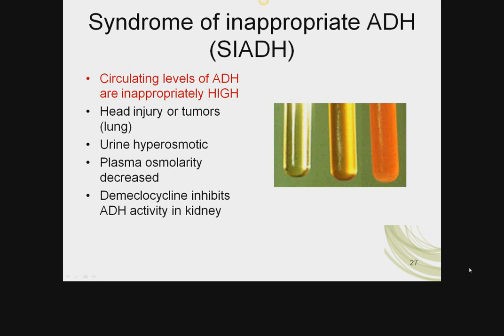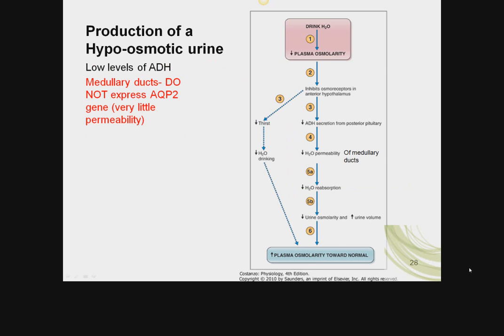We can give demeclocycline, which inhibits the ADH activity in the kidney. This drug basically is going to block ADH receptors, and so the nephron cells will be less responsive to the high levels of ADH.